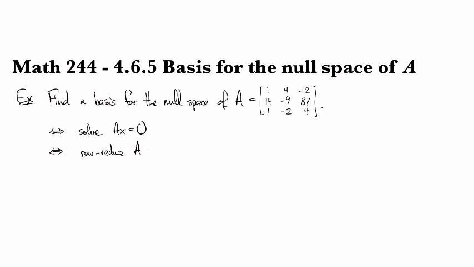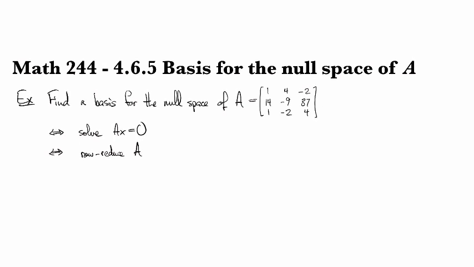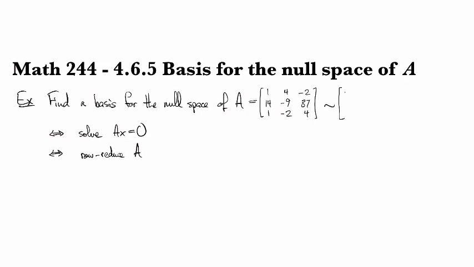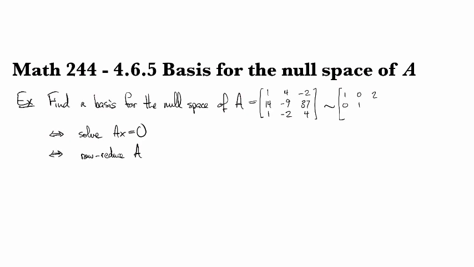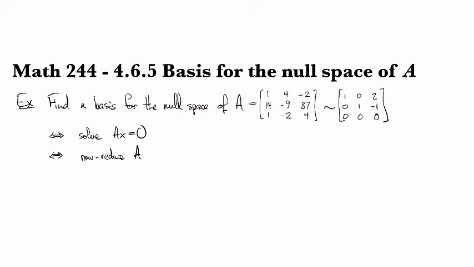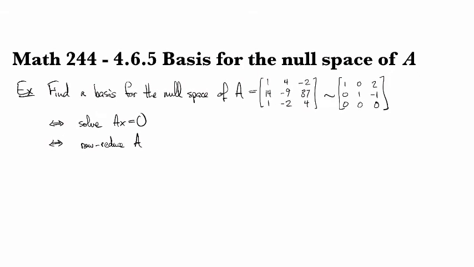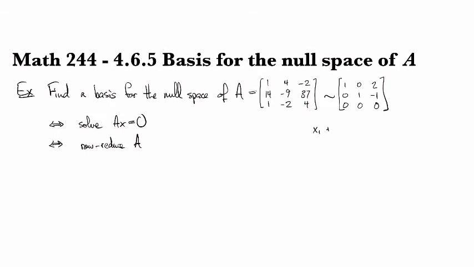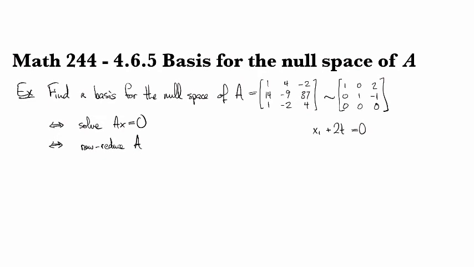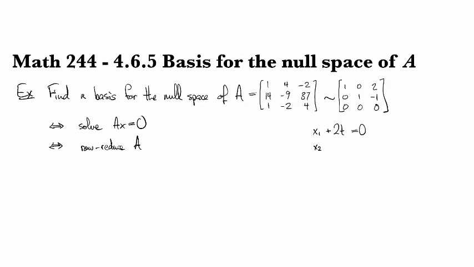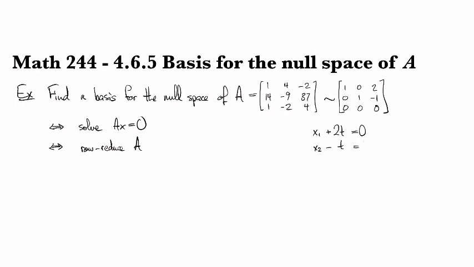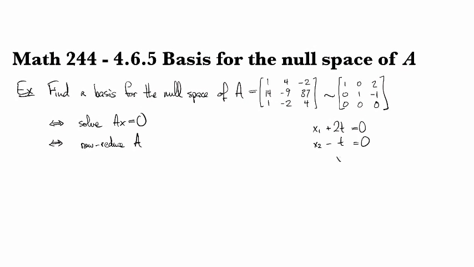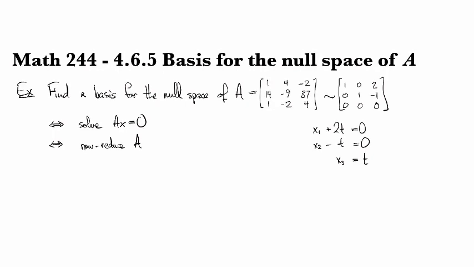So if we row reduce A in this particular case, let's just put it over here. I row reduce this, and it turns out to just be 1, 0, 2, 0, 1, minus 1, 0, 0, 0, if you can believe that. And so what do we have? We've got x1 plus 2t is equal to 0 from the first row, and x2 minus t is equal to 0 from the second row. And we'll let x3 be our free parameter t.